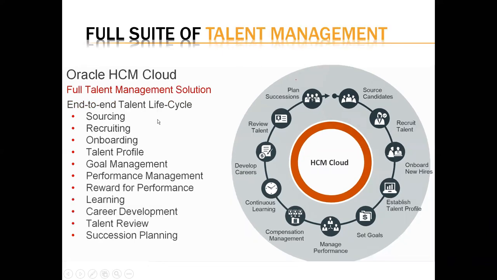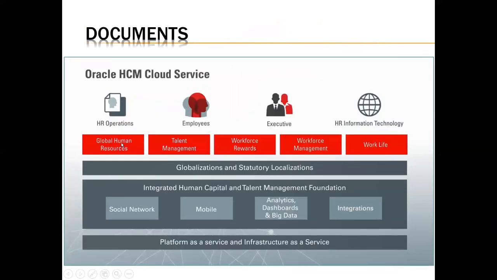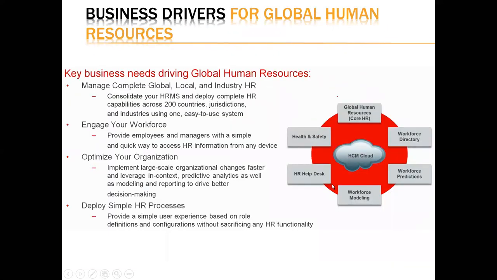Okay, let's start with the global human resources and identify the key business needs to buy it. Global human resources contains these submodules: core HR, workforce directory, workforce predictions, workforce model, HR help desk, and health and safety. These are the six modules available in global human resources. Again, in the HCM cloud suite, we have these five modules, and in global human resources, we have these six submodules. If you buy global human resources licensing, you will have these six modules coming along with it.